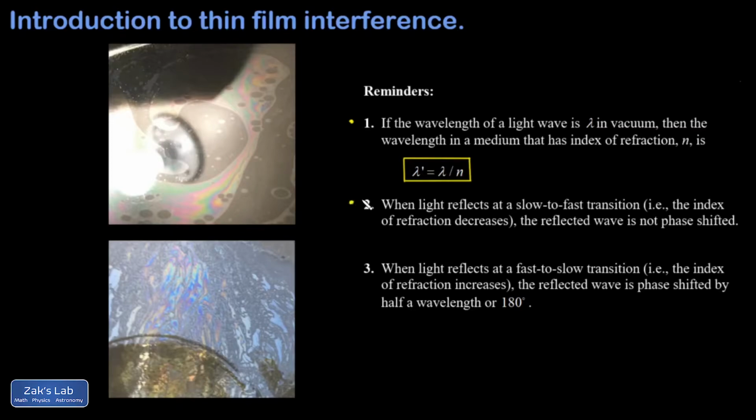Second, when light reflects at a slow to fast transition, in other words, an interface where the index of refraction decreases, the reflected wave is not going to be phase shifted. Third, when light reflects at a fast to slow transition, in other words, the index of refraction is increasing when we switch materials, the reflected wave is phase shifted by half a wavelength or 180 degrees.